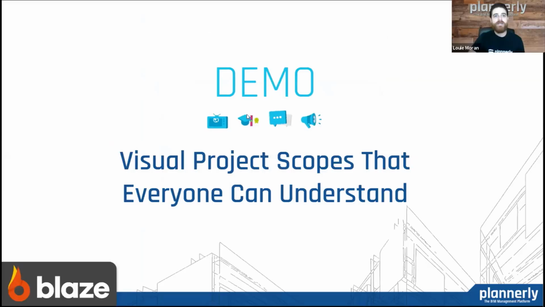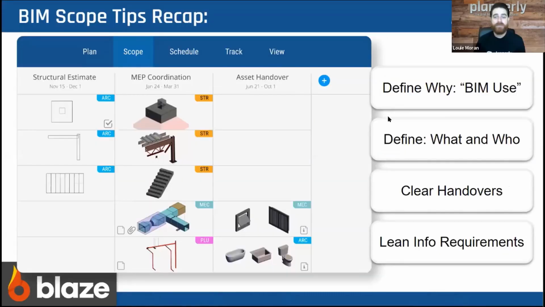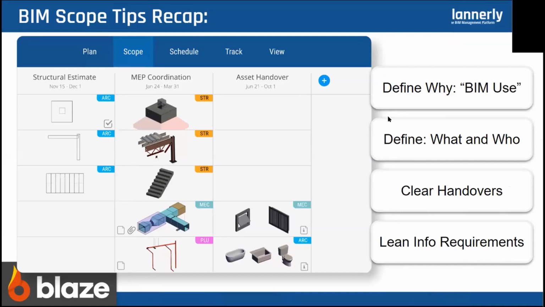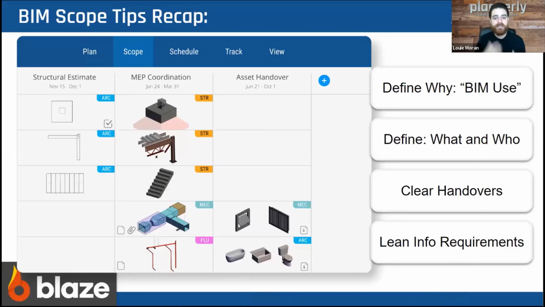All right, so let's jump back out. We want to first define why we have BIM uses. We want to define what is actually needed and who is actually responsible for that information. And we also want to clearly define when people are responsible for certain elements. Provide lean information and not include everything to be modeled at a certain LOD. We want to make sure that we provided just the right amount of BIM.